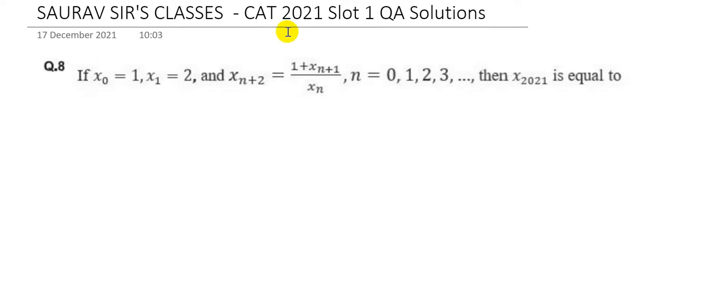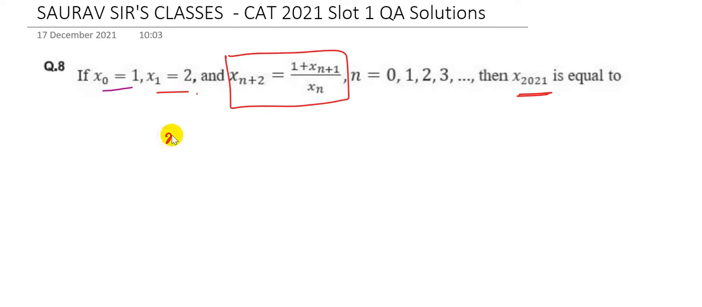Today we are discussing the CAT 2021 Slot 1 QA paper. This is question number 8, which says if x0 is 1, x1 is 2, and the relationship between xn plus 2 and xn is given by this, then find the value of x2021.